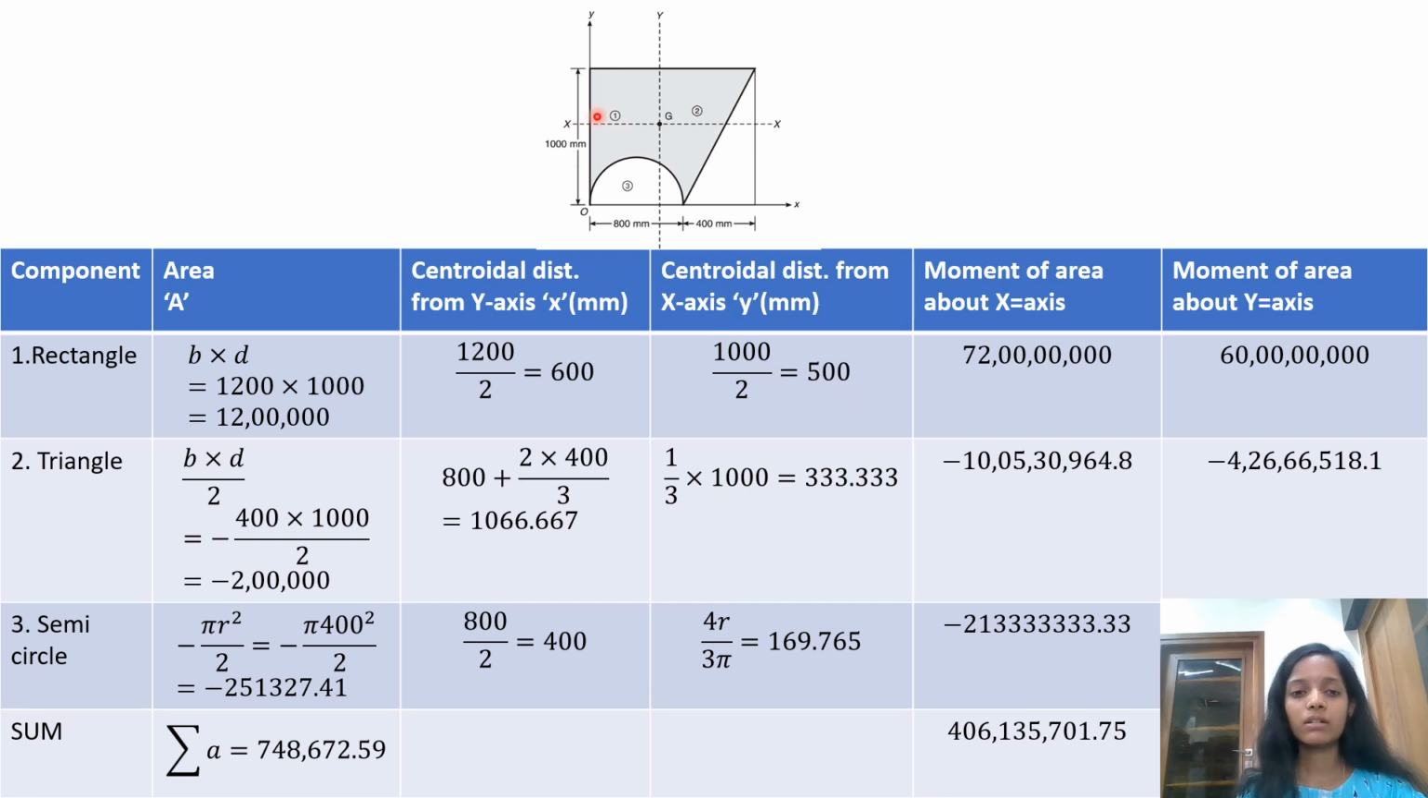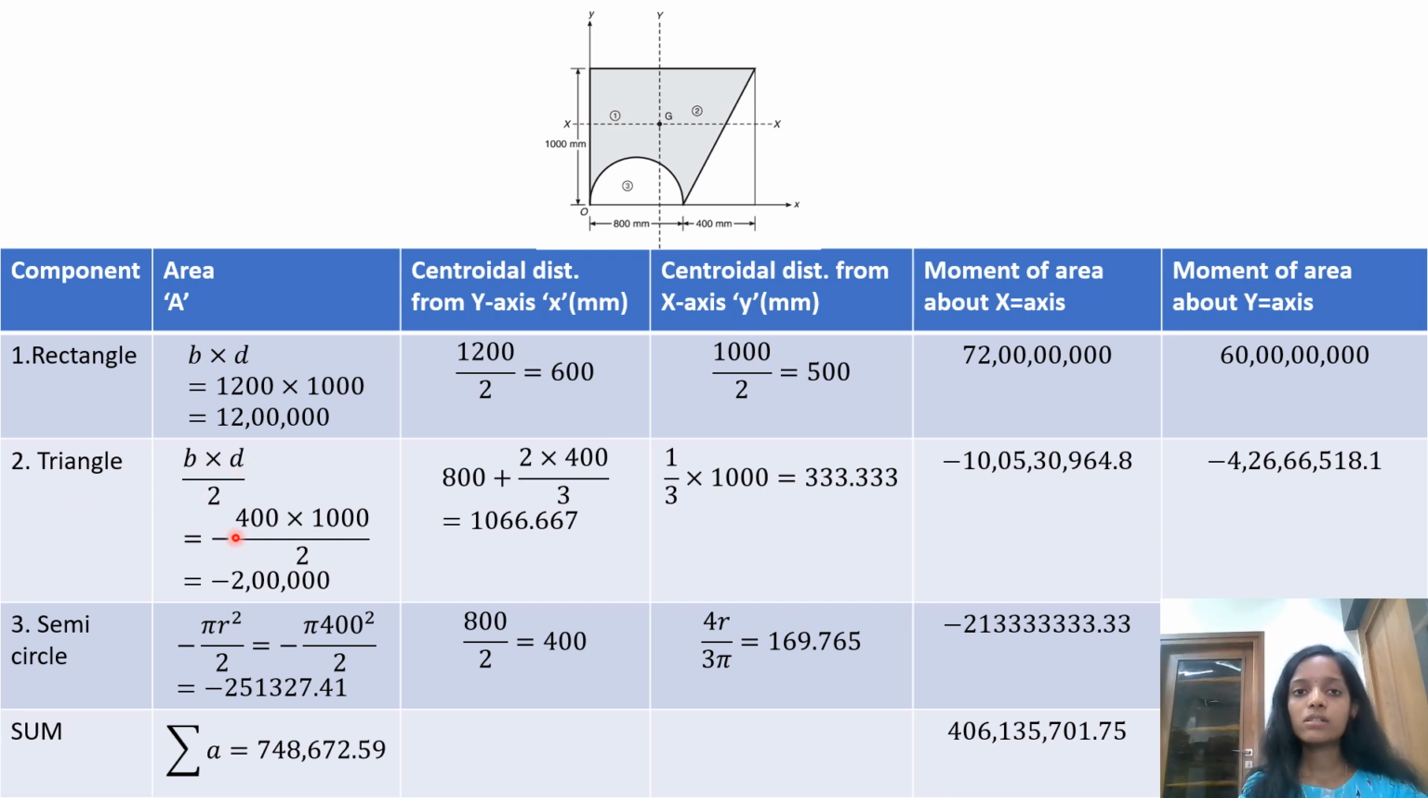1000 is our depth of the rectangle, and the moment of area about the x-axis is nothing but y into area, which is mentioned here, and the moment of area about the y-axis is nothing but x into area. So yeah, and the next one is the triangle.